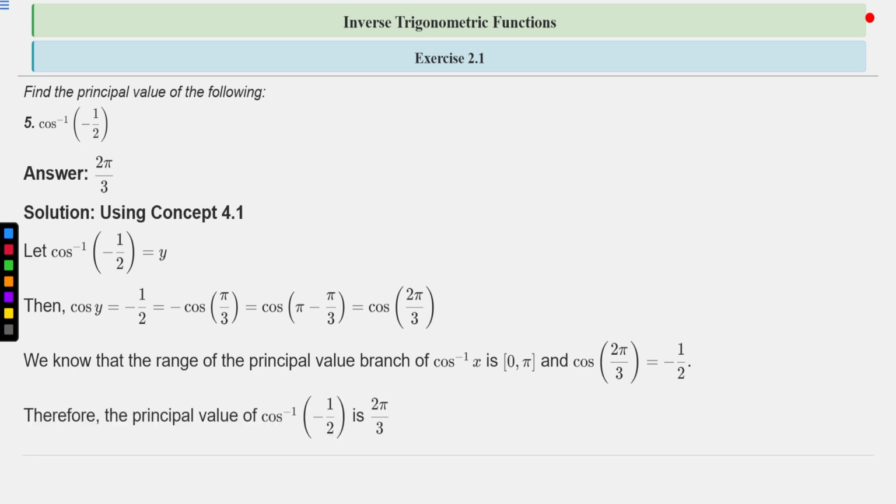Therefore, the principal value of cos inverse minus 1 by 2 is 2 pi by 3, isn't it? Clear? Therefore, the answer for the principal value of cos inverse minus 1 by 2 will be equal to 2 pi by 3. Got it? Okay, hope you understood this question.